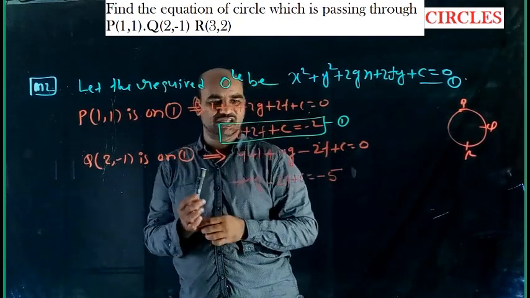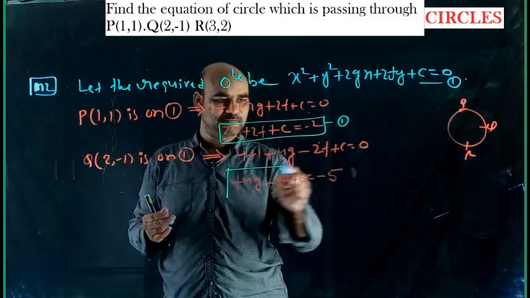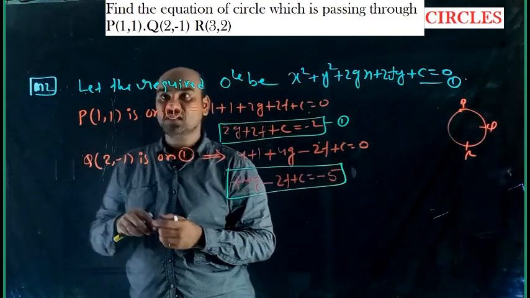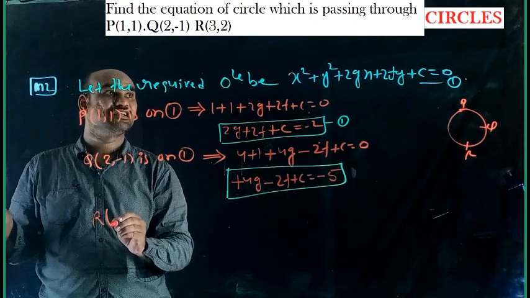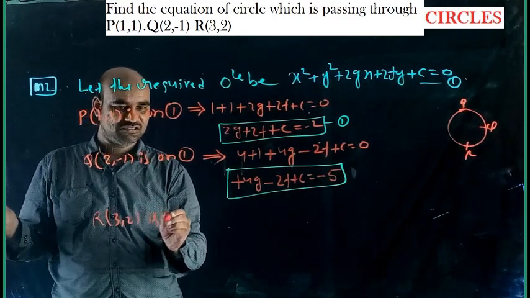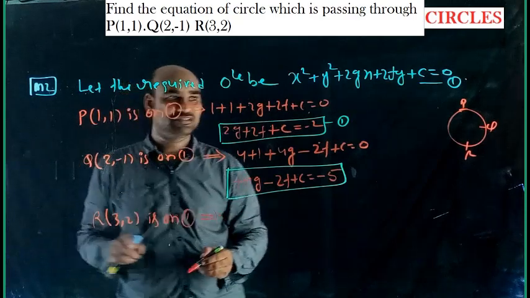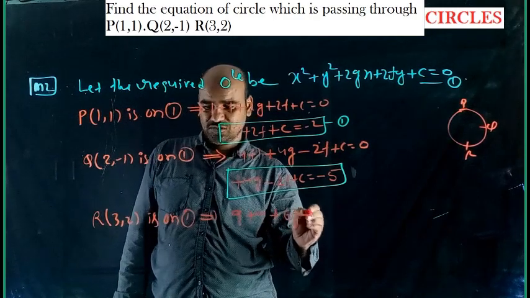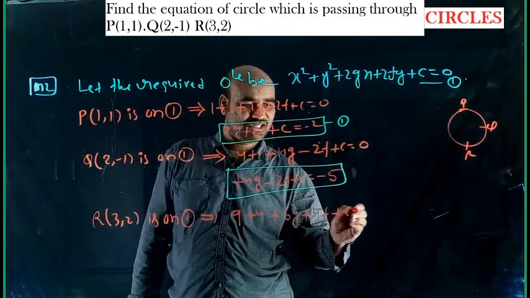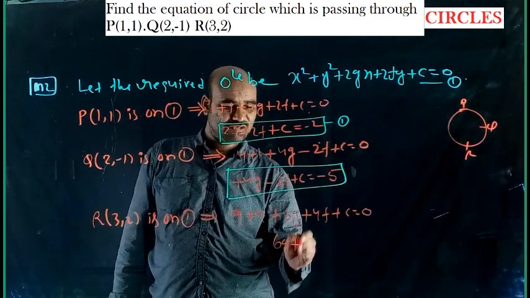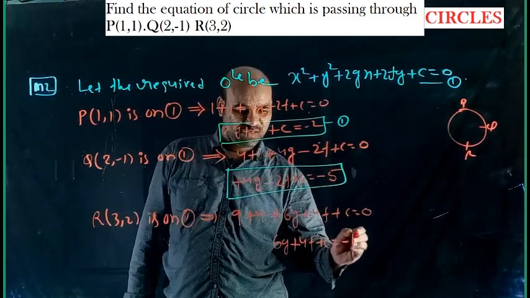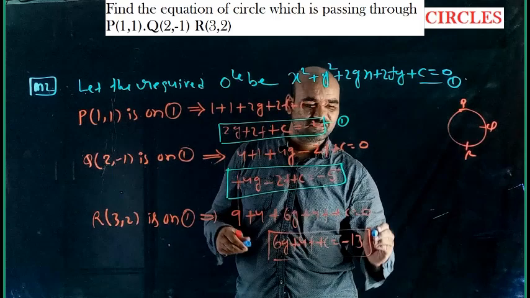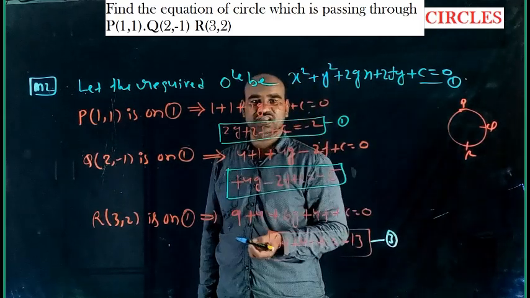This is another equation in g, f, c. Next one, the point R, that is 3 comma 2, is also on it, implies 3 square 9 plus 4 plus 6g plus 4f plus c equal to 0, or 6g plus 4f plus c equal to minus 13. This is another equation. So by using these 3 equations, we want to find the values of g, f and c.